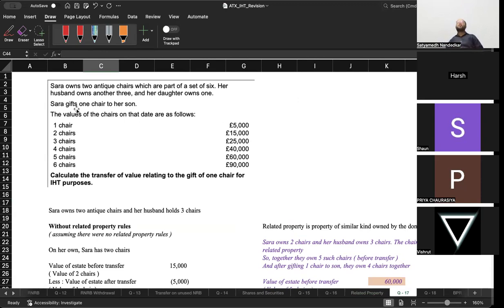Transfer of value is value of estate before transfer versus value of estate after transfer. How do you calculate value of estate before transfer? सारा के पास कितना था? She owns two chairs which are a part of a set of six. But when she is owning two chairs as a part of a set of six, उसके पास दो है, उसके husband के पास तीन है. Her two chairs and her husband's three chairs, total they are related property. तो सारा के two chairs का वैल्यू कैसे निकलेगा?